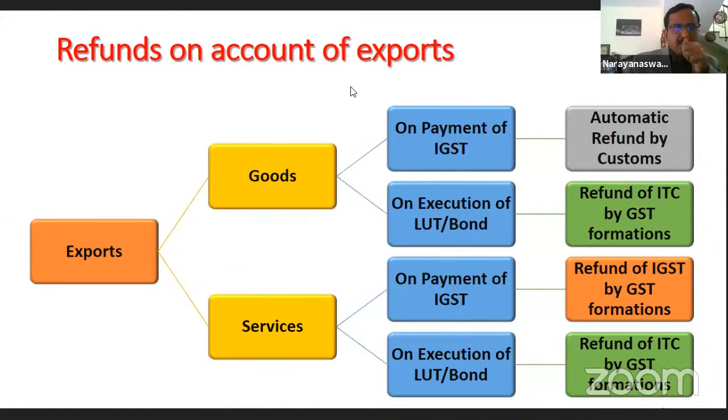This is how the refunds are paid in case of exports. Exporter, goods and services, two categories. In case of goods, if you export on payment of IGST, it is automatically refunded to your account from the customs. In fact, this was an area facilitated by the government, saying that without human intervention, the refund should flow into the accounts of the exporter.